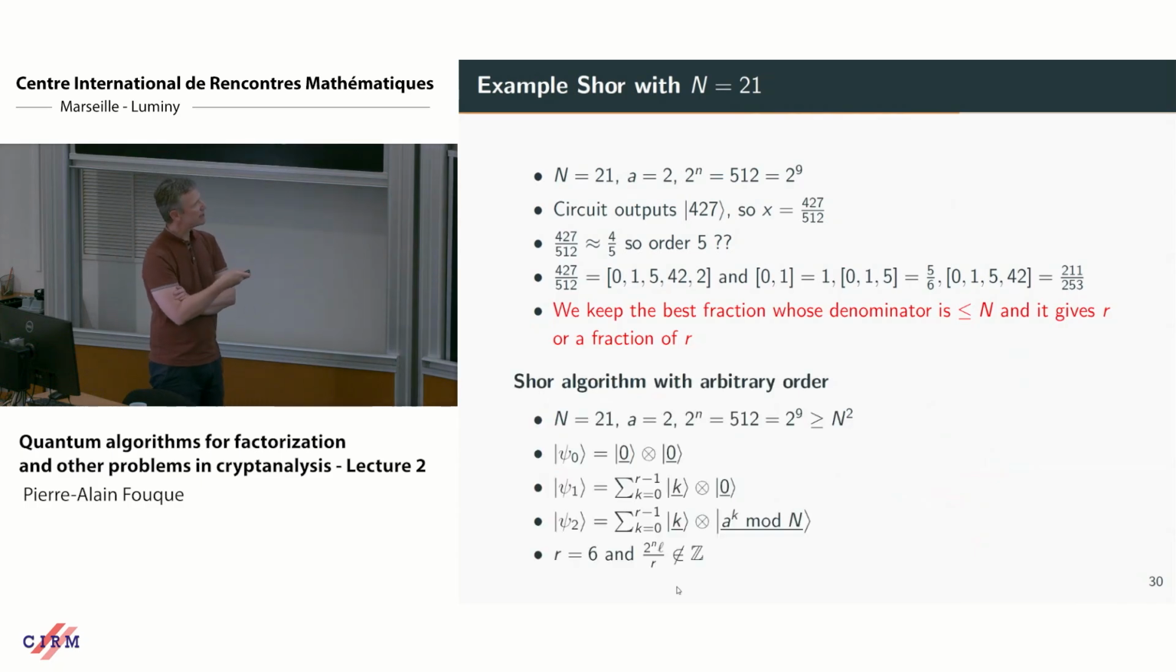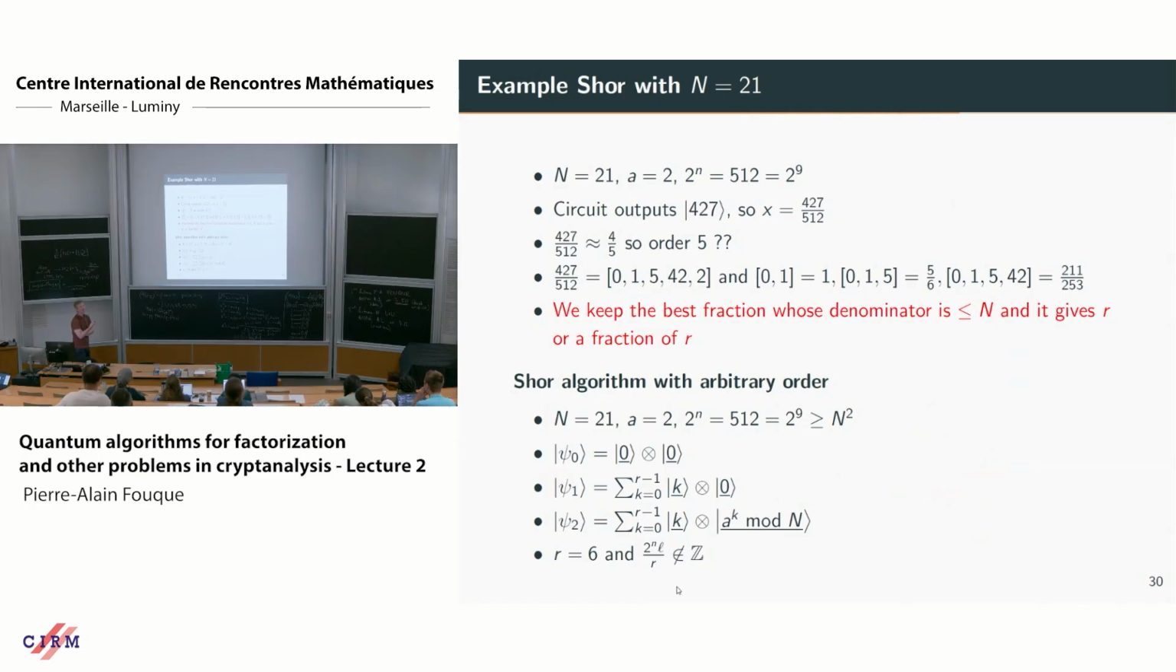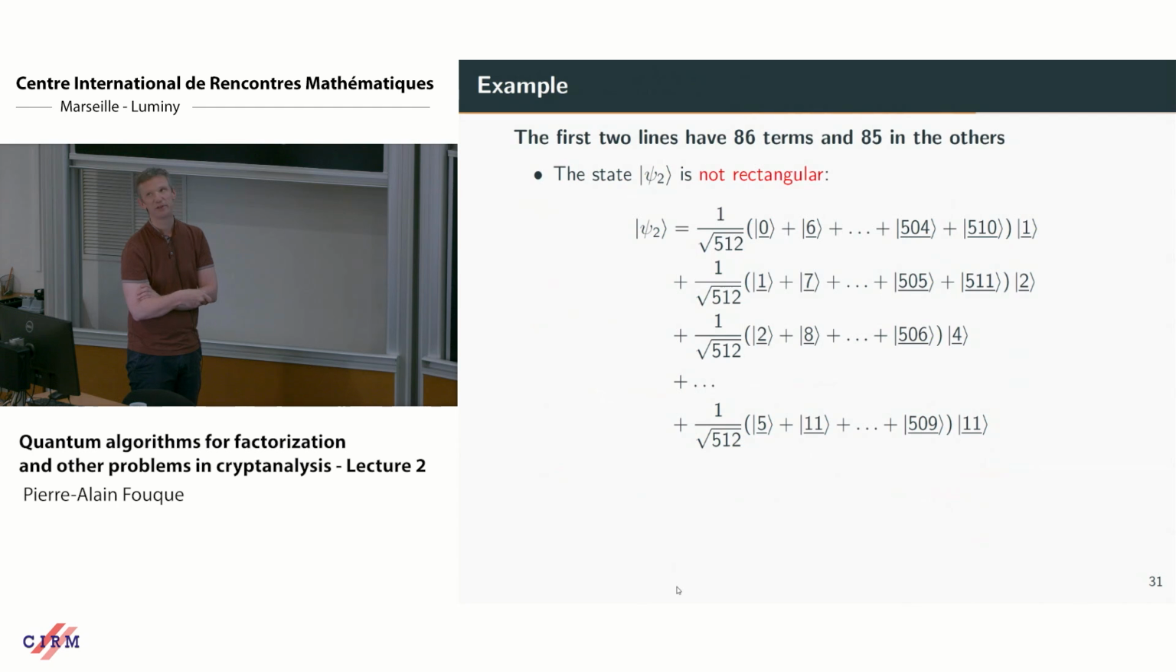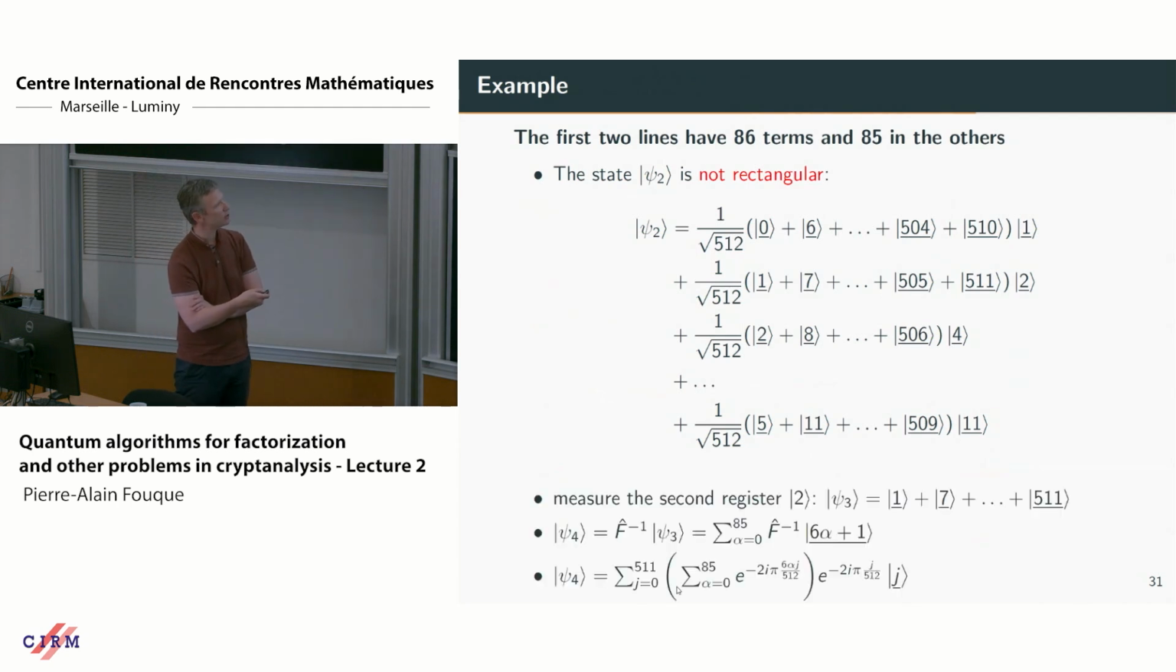So I do exactly the same kind of algorithm, but the only thing that changes is that at the end, I have to do something a little bit more clever. What changes, in fact, is that as I apply Shor's algorithm, you can see that all the different lines here will not have the same number of terms. For instance, the first two lines have 86 terms, while all the other rows have only 85 terms. And it will make the situation a little bit different.